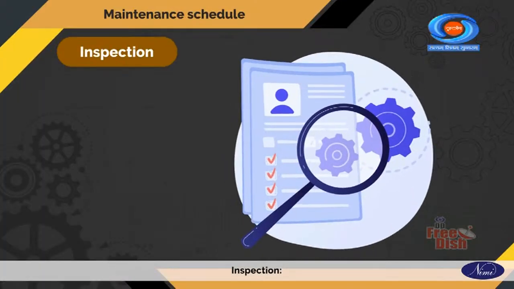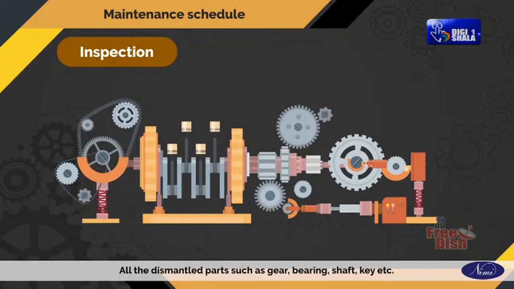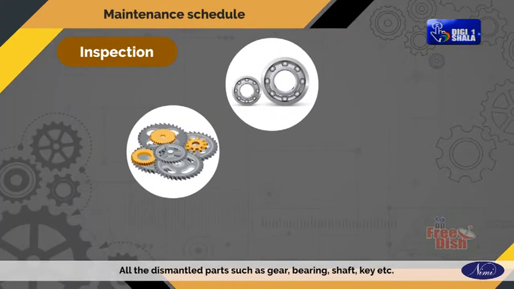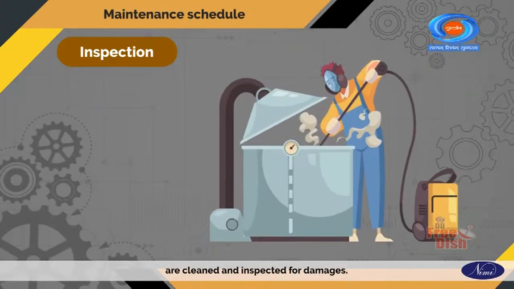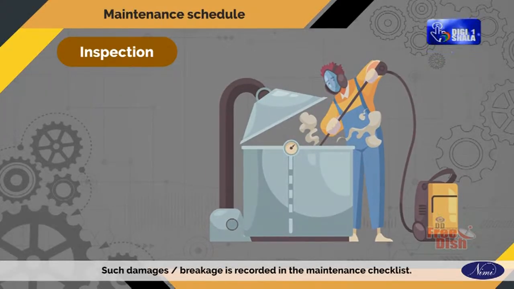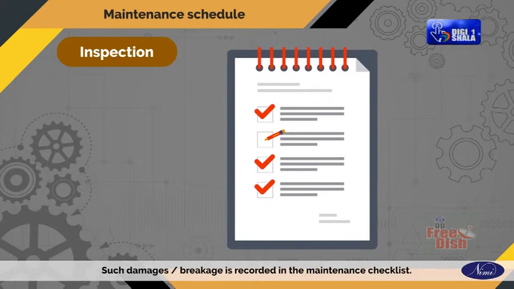Inspection. All the dismantled parts such as gear, bearing, shaft, key, etc. are cleaned and inspected for damages. Such damages or breakage is recorded in the maintenance checklist.